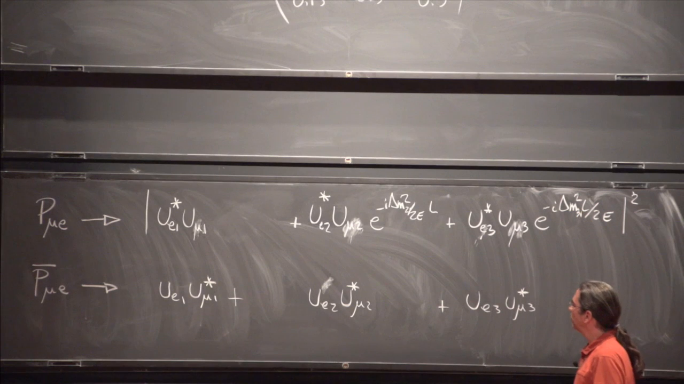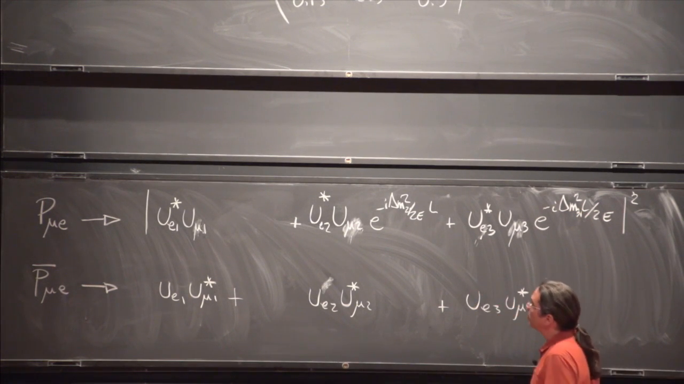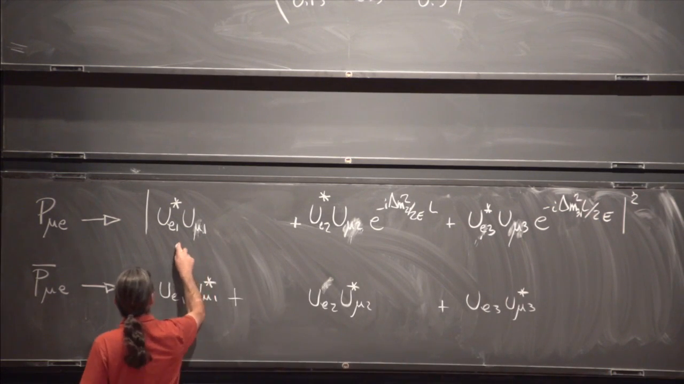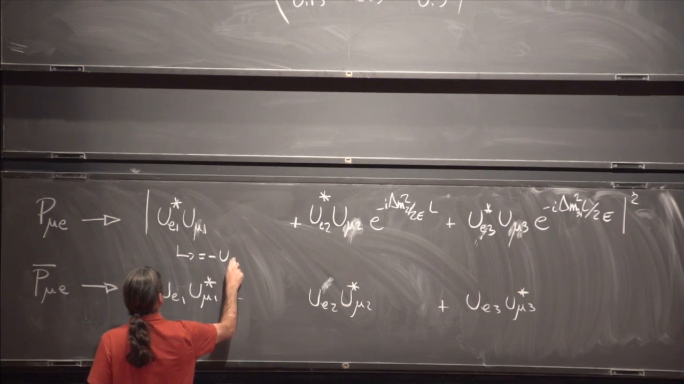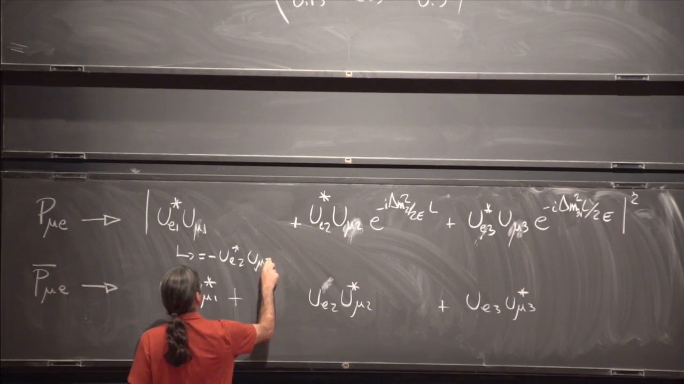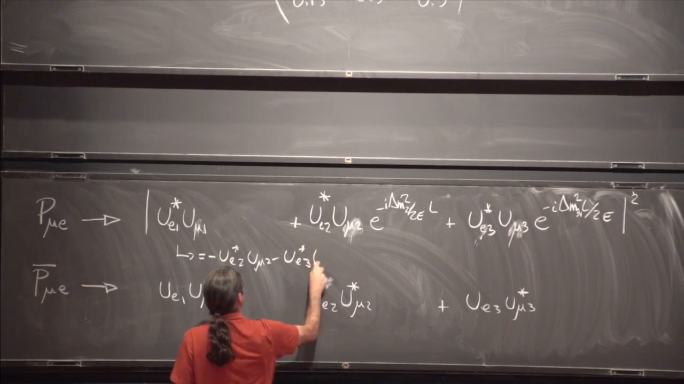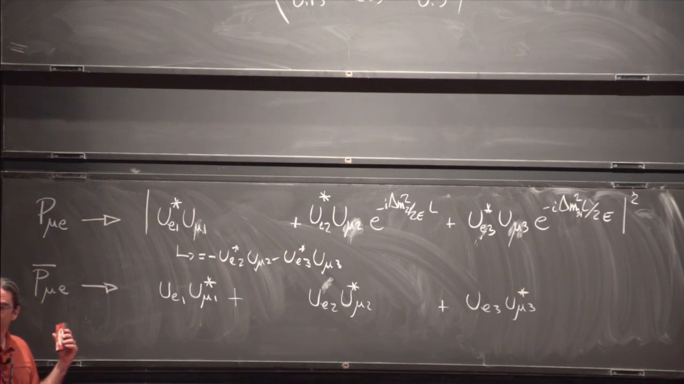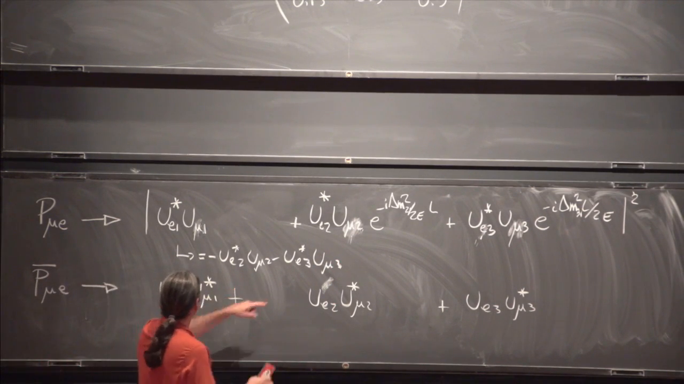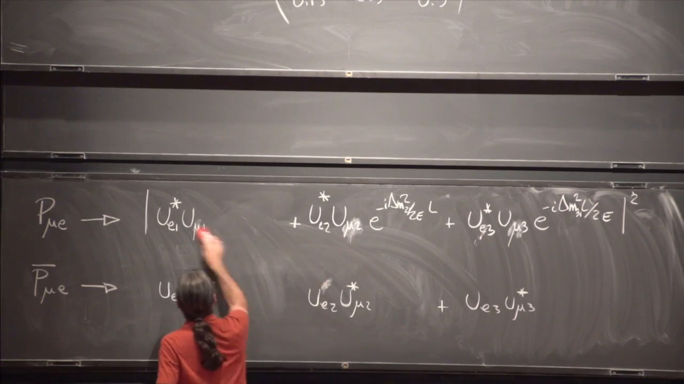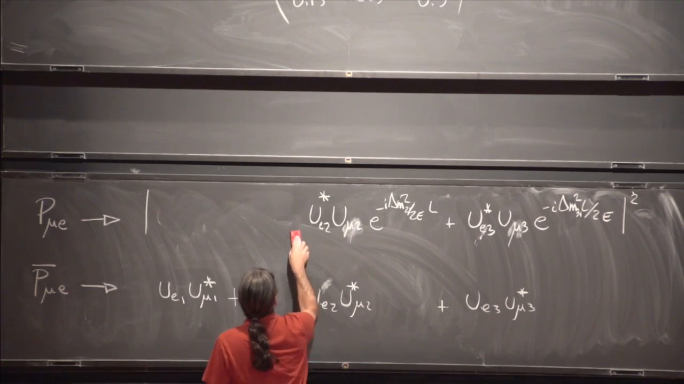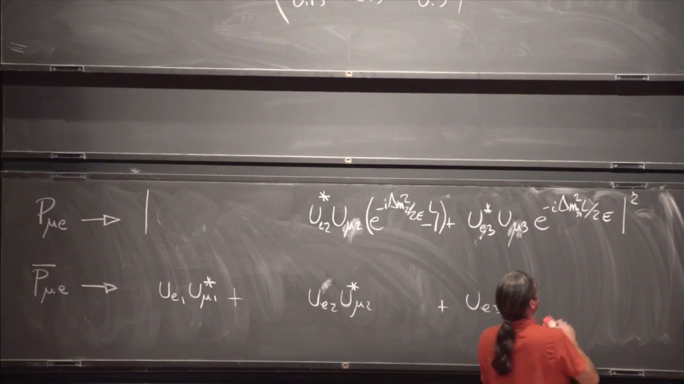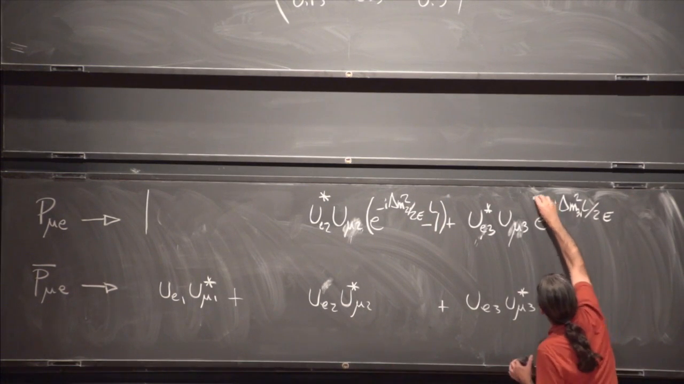Then I can do one last thing, which is if I pretend that the matrix really is unitary, then this thing squared is equal to minus UE2 star U mu 2 minus UE3 star U mu 3. Just because the matrix that I have to begin with is unitary. So that means I can replace this term by that. So if I do this, this goes here. I get this minus 1, and then I get this minus 1.